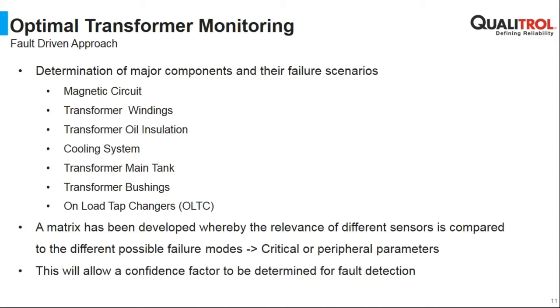These components are magnetic circuit, transformer winding, transformer oil insulation, cooling system, transformer main tank, transformer bushing, and OLTC. Then we found out the major fault types of these components, and then we looked into the parameters. So I'll request Thomas to take over from there and explain what you did, how you came up with the best monitoring on the transformers, and share your thoughts.